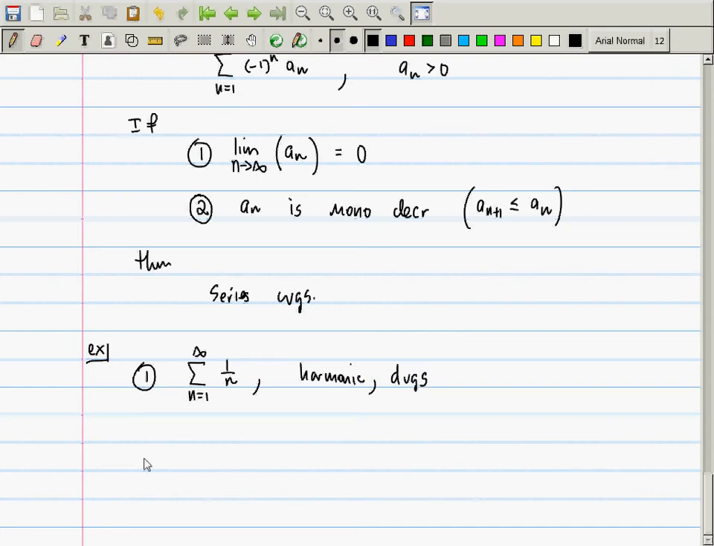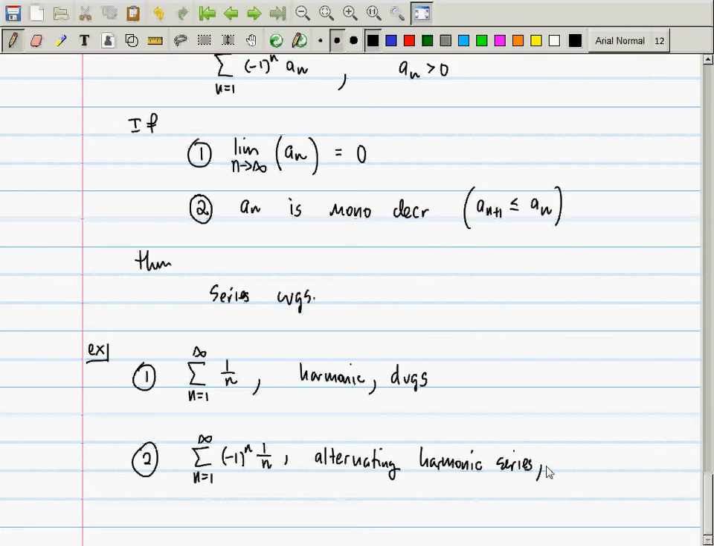Okay, now how about this one? The sum from n is 1 to infinity of negative 1 to the n multiplied by 1 over n. So, what do you suppose this one is called? The alternating harmonic series. Okay, good. Do you suppose it converges or diverges?